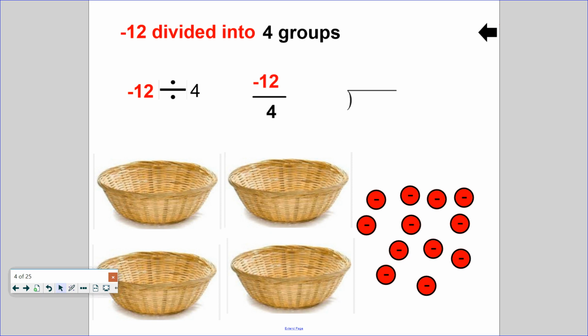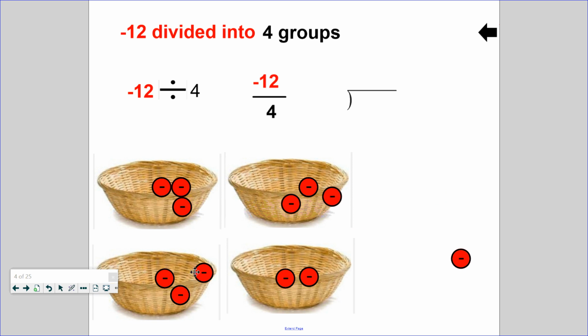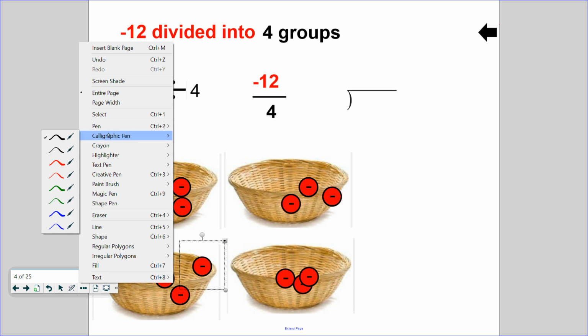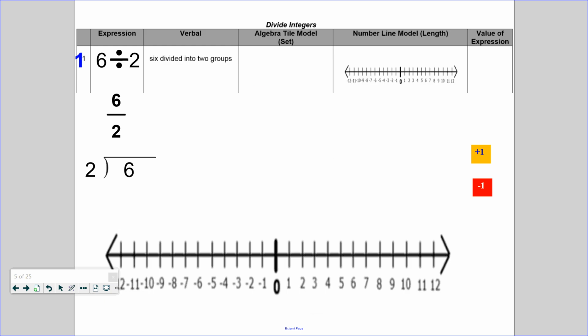Next one, we have negative 12 divided into 4 groups. So let's divide this out. I'm going to divide this into 4 groups. And I see we have an answer of negative 3. How would I write it with this division bar? Negative 12 divided into 4 groups, negative 3. So that is how you do it with algebra tiles, with real examples.